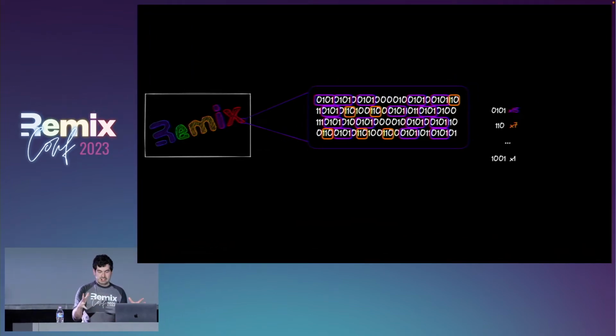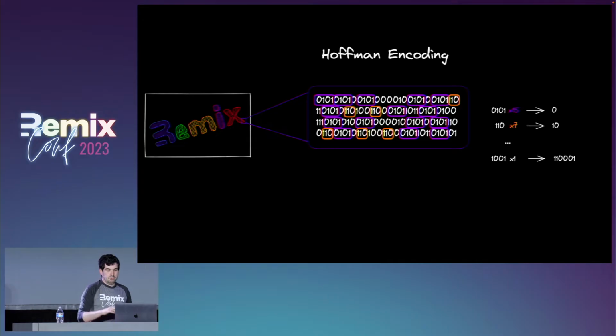Now that you have this, the idea is to remap the common patterns into fewer bits and the other patterns into more bits. In this case, what we can do is remap the pattern 0101 into a single bit. So if you see 0 anywhere in the stream, we're going to replace it by 0101. And then the pattern 110 in 2 bits, 10. And then we're going to keep going.